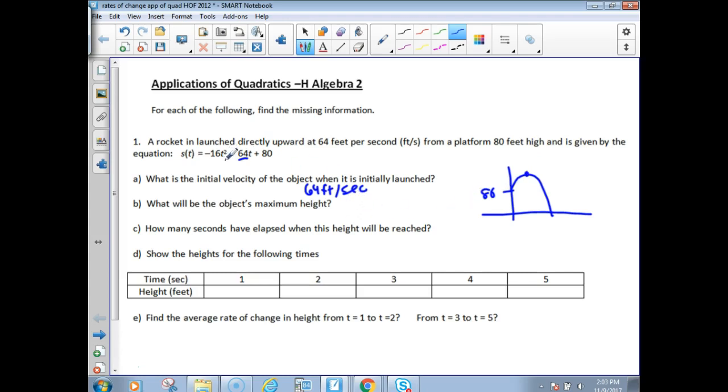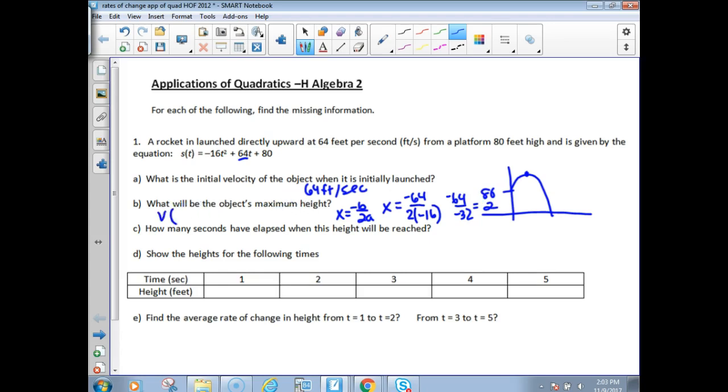So we can do that without a graphing calculator by doing the x value of the vertex is the opposite of b over 2 times a. So I'm going to do it without the grapher. x equals the opposite of 64, which is your b value, so negative 64, over 2 times a, which is negative 16. That gives you negative 64 over negative 32, which equals 2. So 2 is the time, but it's not the height.